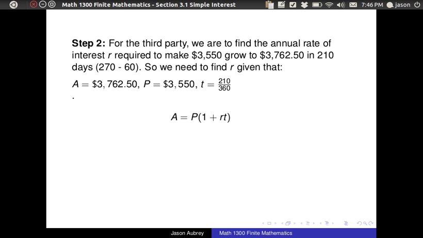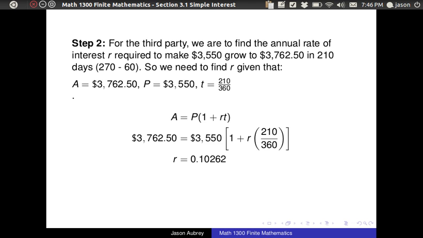Let's see what the third party's R is with the different P and the different T. The investment amount A, or the total amount A, was $3,762.50. The amount invested by the third party was $3,550. Multiply that times the quantity 1 plus R times 210 over 360. Solve for R, we get 10.262%.